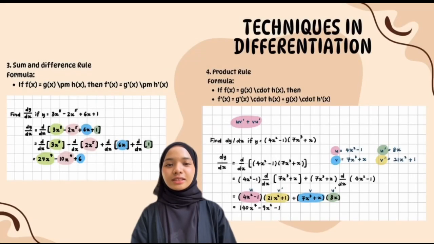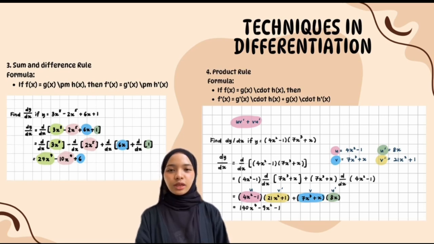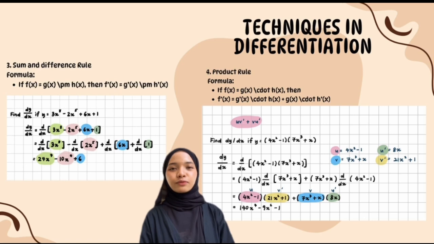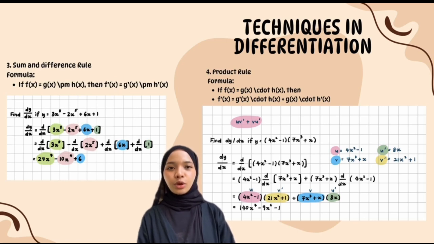The third technique in differentiation is the sum and difference rule. In this technique, we have to differentiate each part of the expression, as the example shows. The fourth technique of differentiation is the product rule. In this technique, it is easier to use the uv prime plus vu prime formula. In this example, we use u as 4x squared minus 1, v as 7x cubed plus x, u prime as 8x, v prime as 21x squared plus 1.